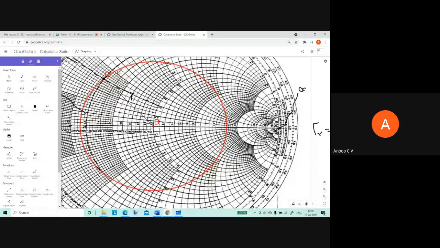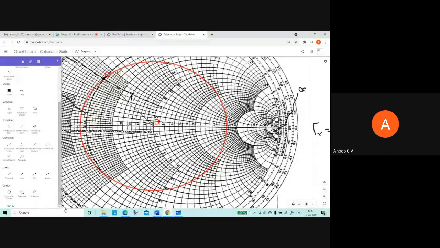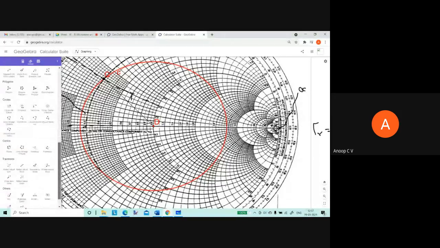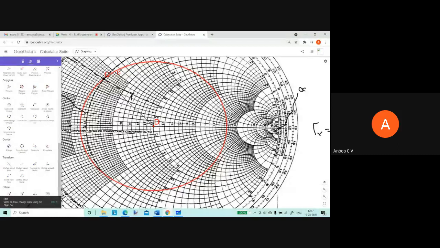So this is actually the sender. D is the sender. This red circle is called the constant standing wave ratio circle. This circle is called the constant SWR circle. I'll just write it there. This is called the constant SWR circle.